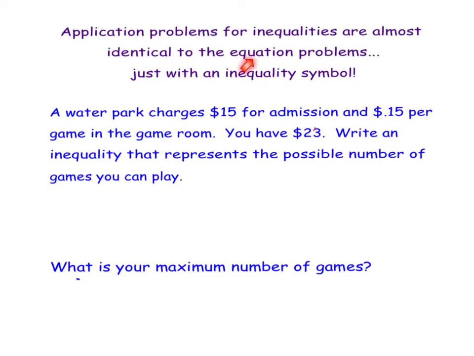Water park charges $15 for admission. So up front we're paying $15. So this is our y-intercept. And it also charges 15 cents per game. This per is a clue word. So this is going to be our slope because we're going up 15 cents for every game we play.